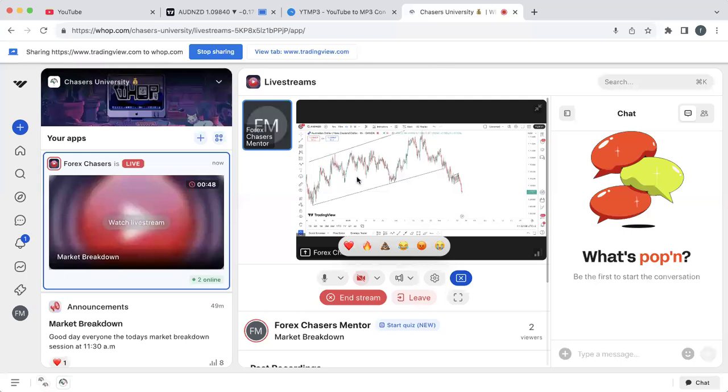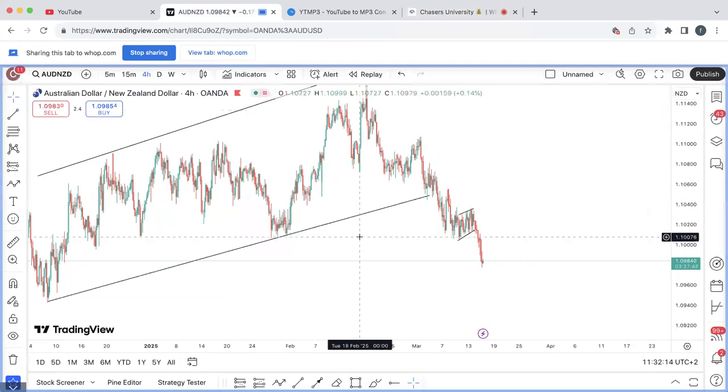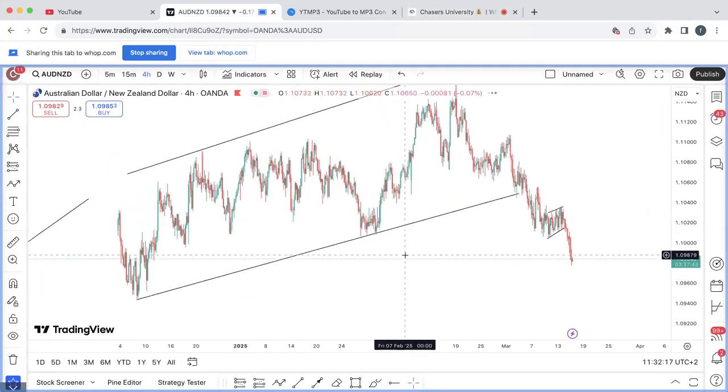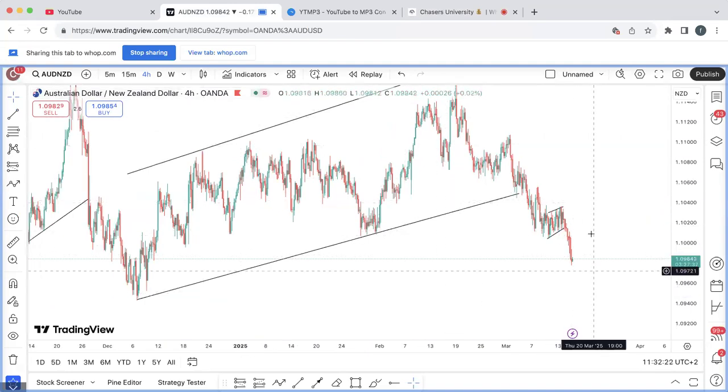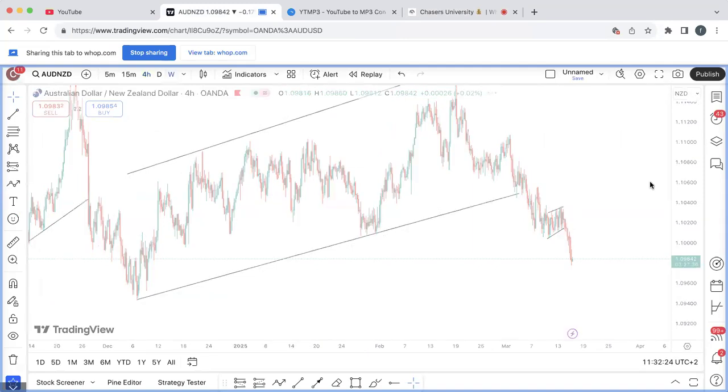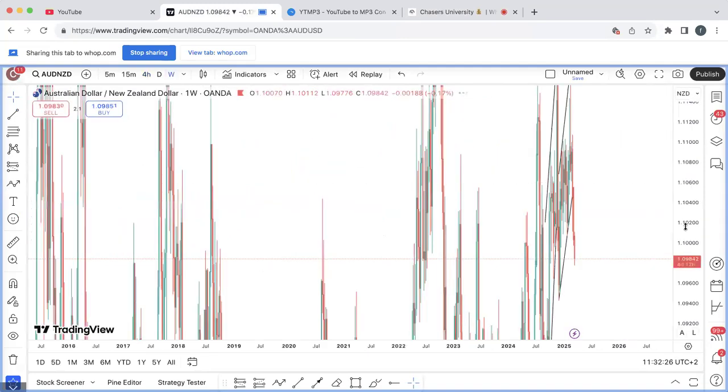So, guys, in this session I'm going to give you an update on the pair we spoke about in our last session, which is the Australian dollar over the New Zealand dollar. I'm going to give you a breakdown of how I executed this trade and how I'm looking at scaling. So let us jump into the high time frame and break this pair down.